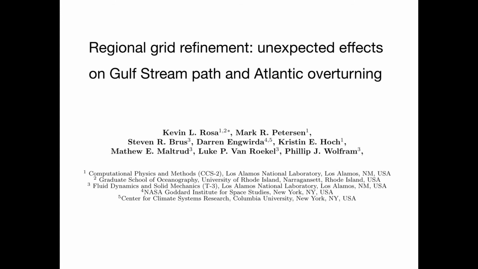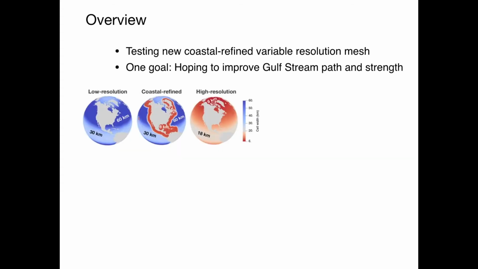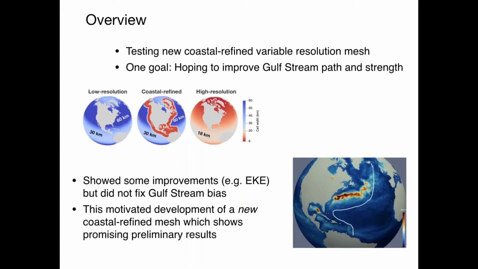So this is work I did over the summer at Los Alamos, and it's a continuation of what Kristin showed. The overview of this talk is that we're focusing in on the Gulf Stream, the path and the strength, and looking in more detail at some of the things Kristin touched on. The main takeaways I'll show are that we had some improvements, but also we found that the issue was a little bit more complex than we expected, and this has motivated changes to the coastal refined mesh, and we're just starting to get some preliminary results.